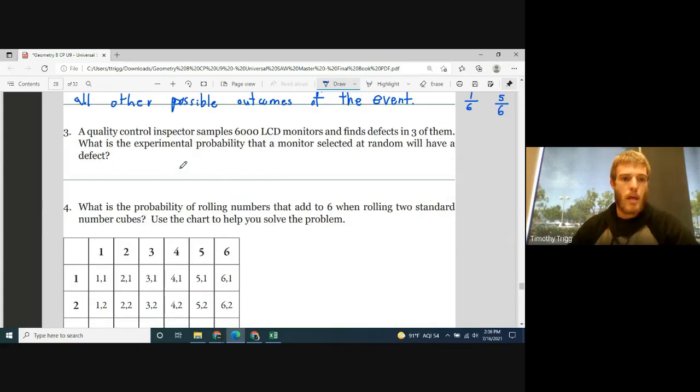Question 3. A quality control inspector samples 600 LCD monitors and finds defects in 3 of them. What is the experimental probability that a monitor selected at random will have a defect? So here it's an experimental probability because the quality control inspector actually looked at 600 monitors and found 3 defective. So the probability of finding a defective is 3 out of 600. So we'd say the probability of defect is 3 out of 600.